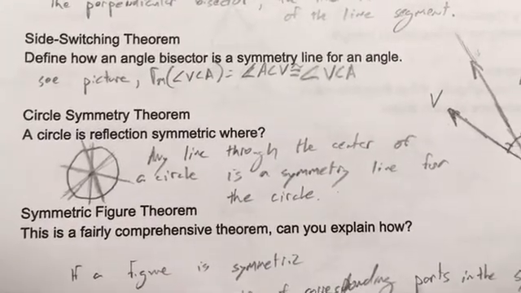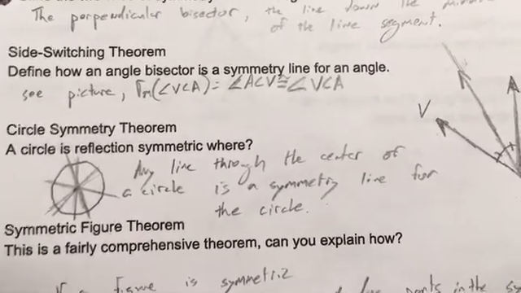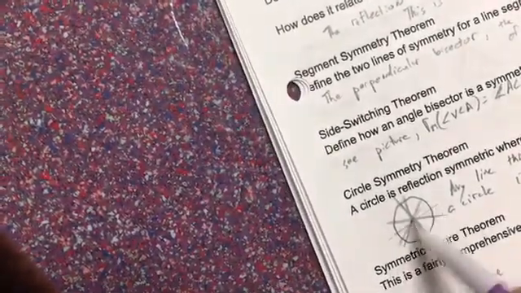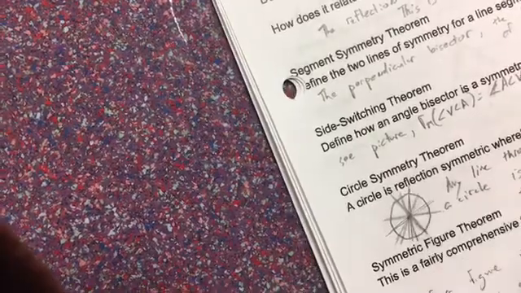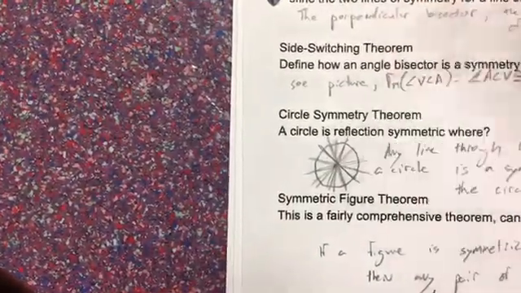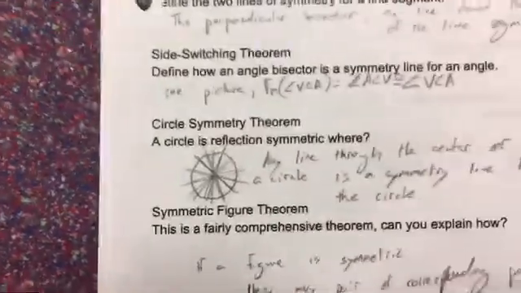Circle symmetry theorem. A circle is reflection symmetric where? Well, how many lines of symmetry does a circle have? Infinitely many lines. So any line that passes through the middle, the center point of my circle, is a line of symmetry. So there's infinitely many.